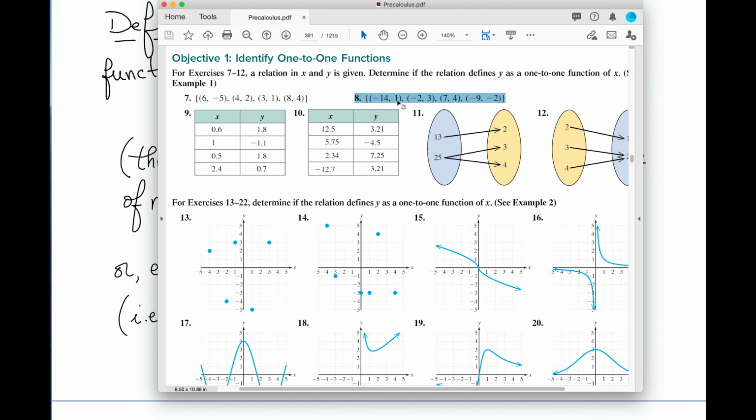This y coordinate 1 is the output if the input is negative 14. And I see nowhere else the output 1. So 1 is not shared by multiple inputs. Negative 14 is the only input that outputs 1. And you can run the same analysis for all the other outputs, 3, 4, and negative 2. 3 is not shared by any other input except negative 2, 4 as well, and negative 2. So there exists no y coordinate that's shared by multiple x coordinates. As such, the rule or the relation given in number 8 is a one-to-one function.